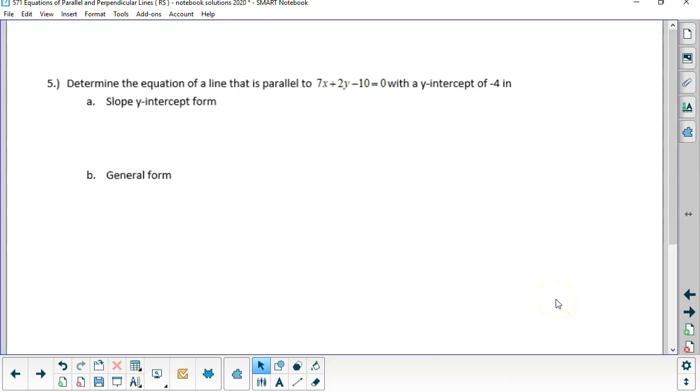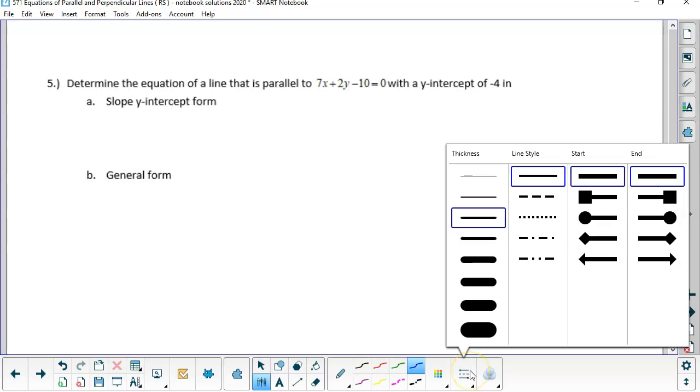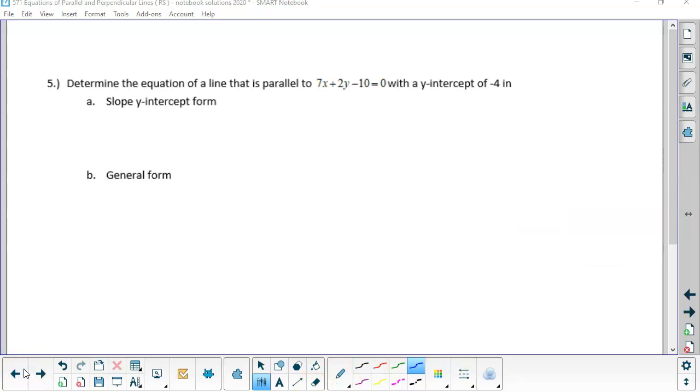Next one, determine the equation of a line that is parallel to that equation, so that general form, with a y-intercept of -4, and then put it in slope y-intercept form. So remember what I talked about. If they're parallel, right, if we look here, we can tell right away, if you can do it in your head, what the slope is. It would be 7 divided by 2 and change the sign, so -7/2. But saying that, yeah, actually, let's do it that way.